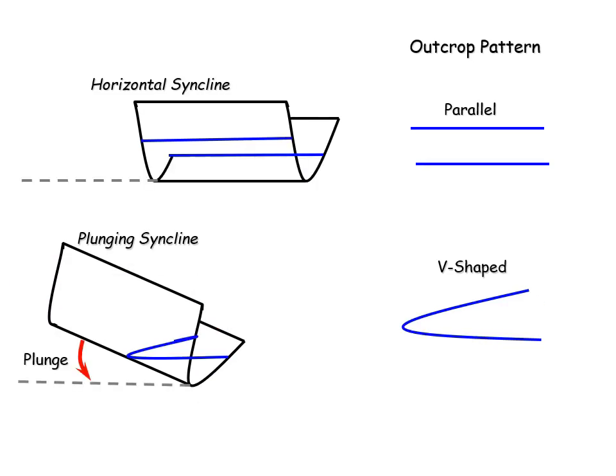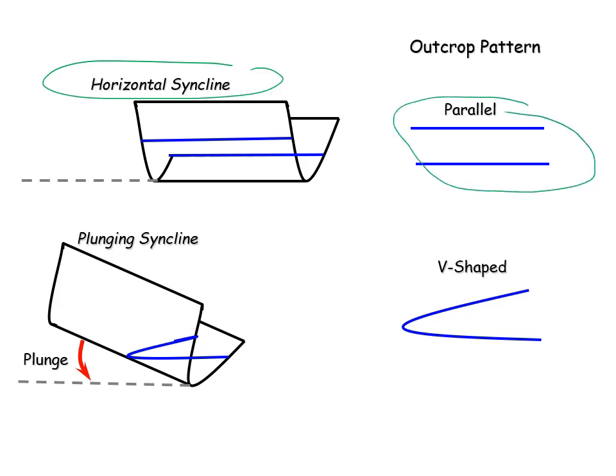Horizontal and plunging synclines are the upside down of the previous diagram. So we are looking at a horizontal syncline here. If you draw two lines on the limbs, you'll see on the surface the outcrop pattern will be two parallel lines. If it is plunging, you can see the dip is called the plunge right there, and the outcrop pattern will be V-shaped.